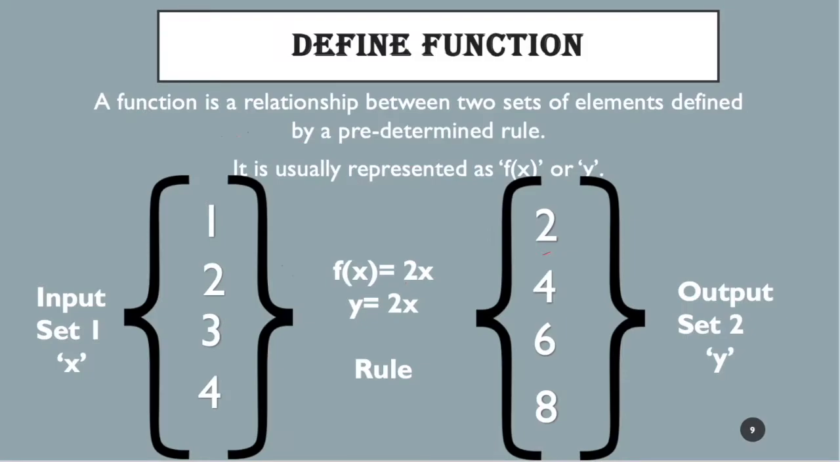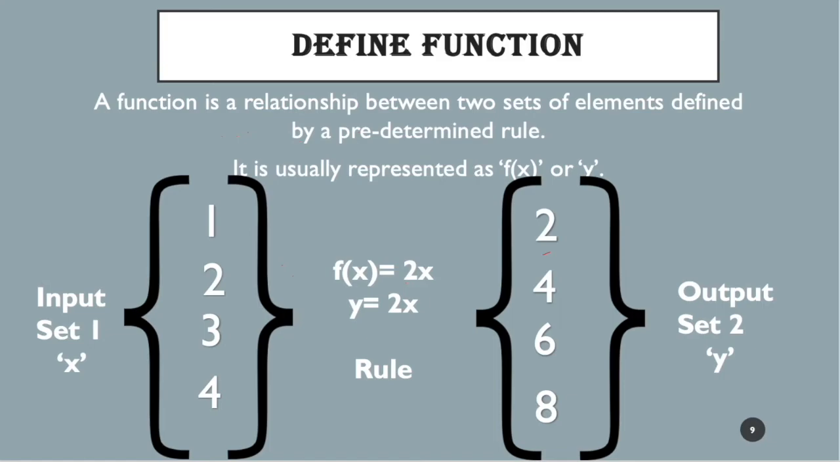Now that we know what a set is, what the elements are, what input variables and output variables or domain and range are, and what a rule is, let's define a function. A function is a relationship between two sets of elements defined by a predetermined rule. It is usually represented as f of x or y. Now in this example, let's look at the input set x, which is 1, 2, 3, 4. So how do we find the values in the output set y?